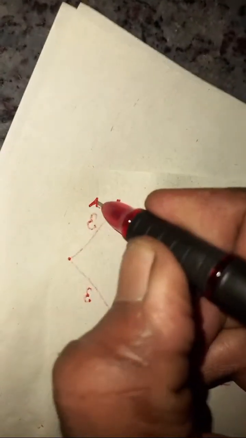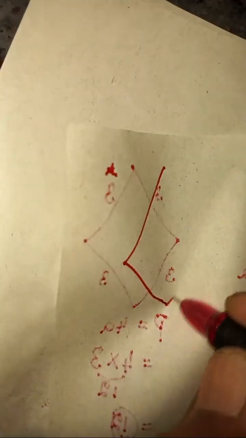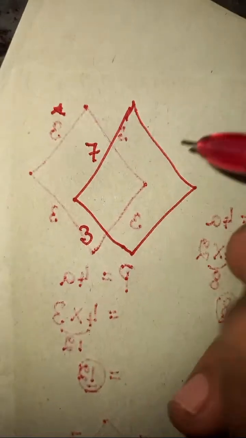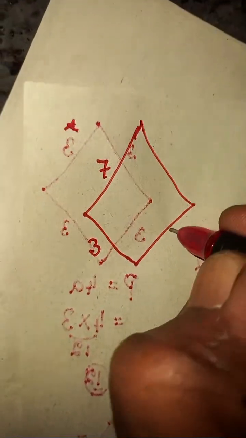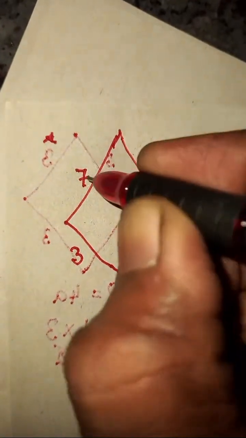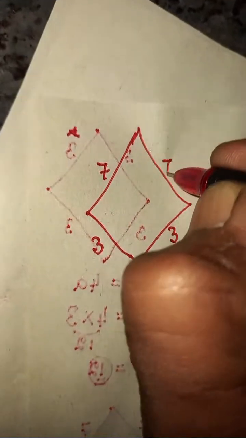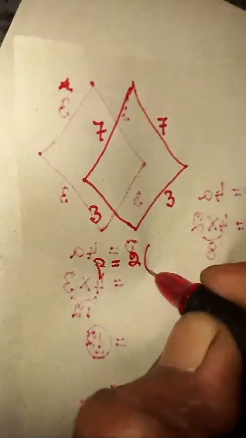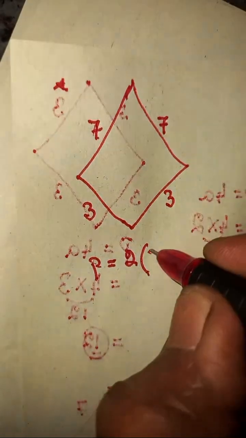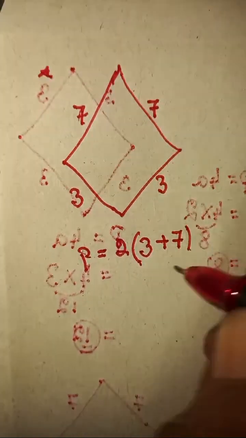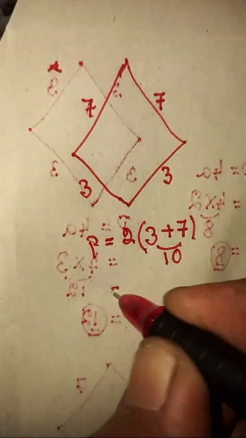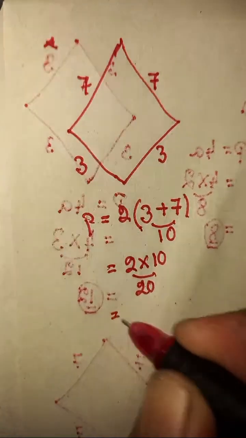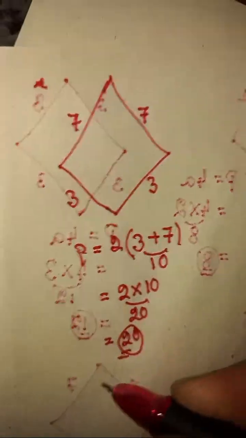Here in this kite they have given that this side length is 3 units and this side is 7 units. This is equal to this one, this is also 3 units, and this side equal to this one, so this is also 7 units. Perimeter is 2 times of those non-equal sides you must add. 3 plus 7 is 10. 2 times of 10 becomes 20. 20 units is here the perimeter.